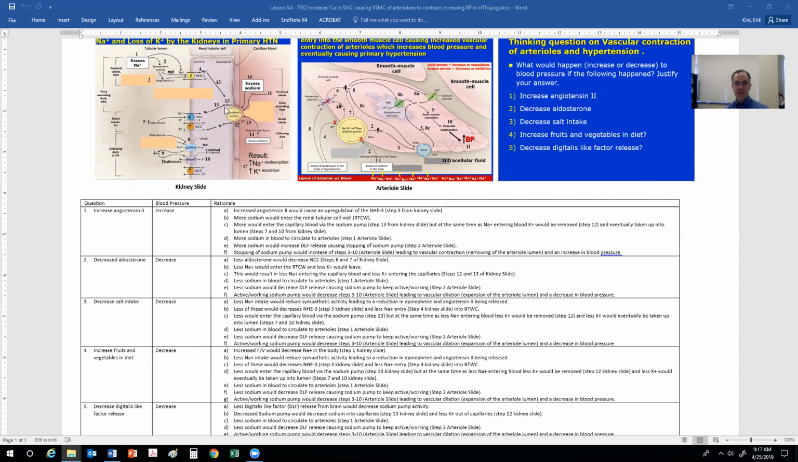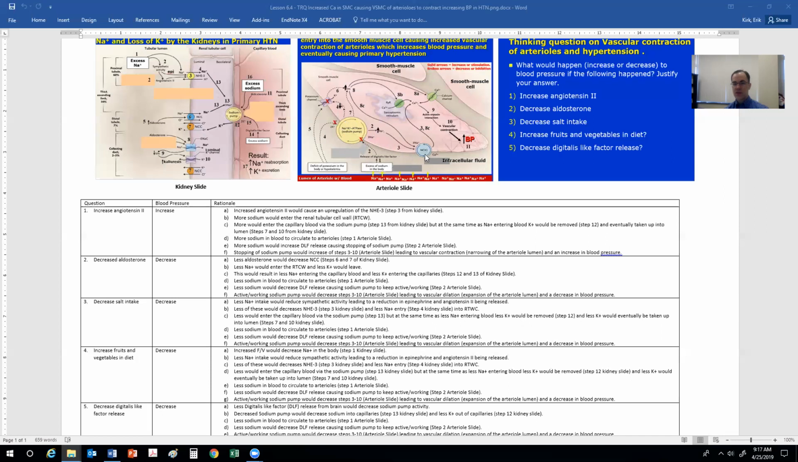As a result, less sodium would move from the renal tubular cell wall into the capillaries via the sodium pump. Therefore, you would have less sodium that would make its way into the arterioles. Less sodium making its way to the arterioles would reduce the digitalis-like factor release, and therefore the sodium pump would still be working, allowing sodium to leave.